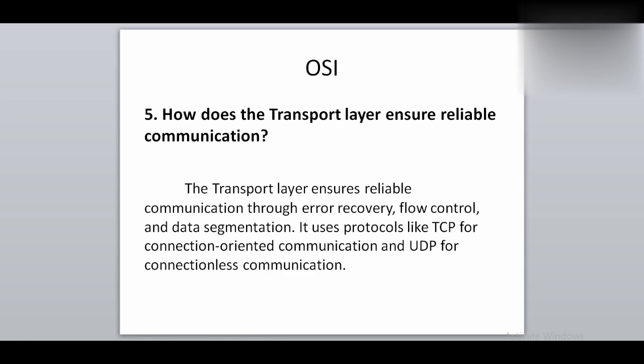How does the transport layer ensure reliable communication? The transport layer ensures reliable communication through error recovery, flow control, and data segmentation. It uses protocols like TCP for connection-oriented communication and UDP for connection-less communication.